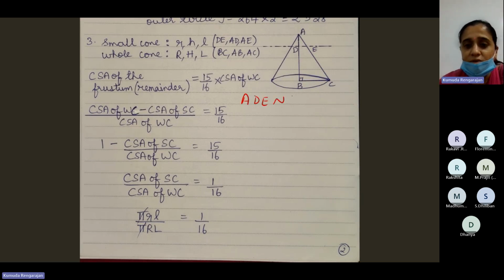Triangle ADE is similar to triangle ABC by the AA similarity criterion. ADE, ABC. So what do we have? We have AD by AB. Let me write it in terms of the symbols itself, children. AD by AB is equal to DE by BC is equal to AE by AC.